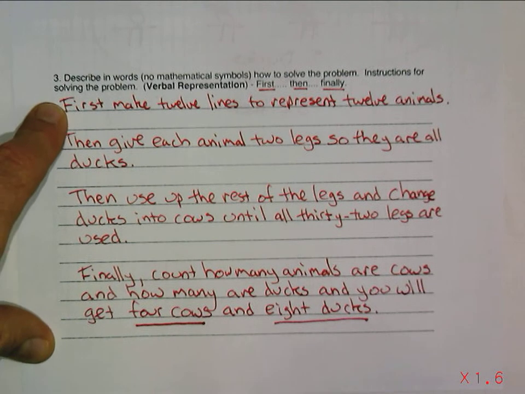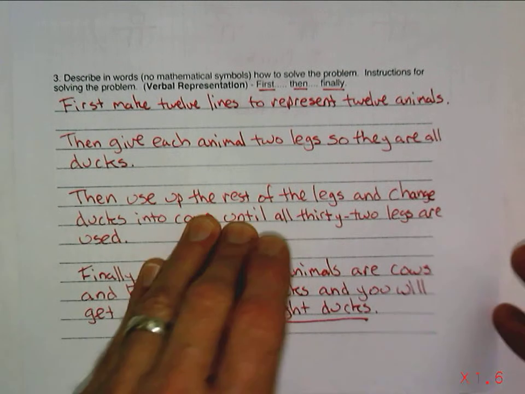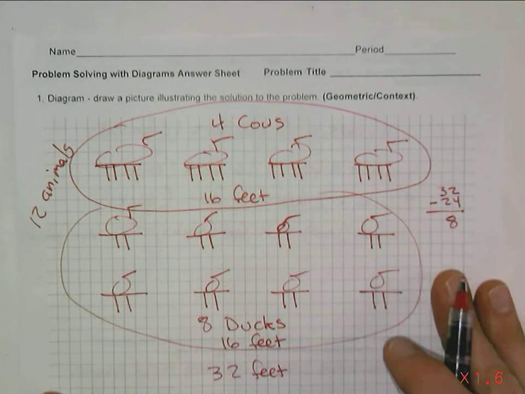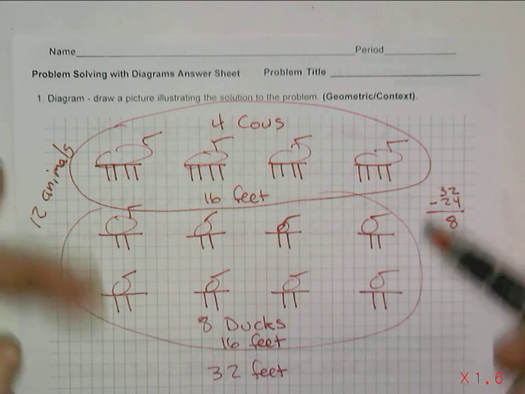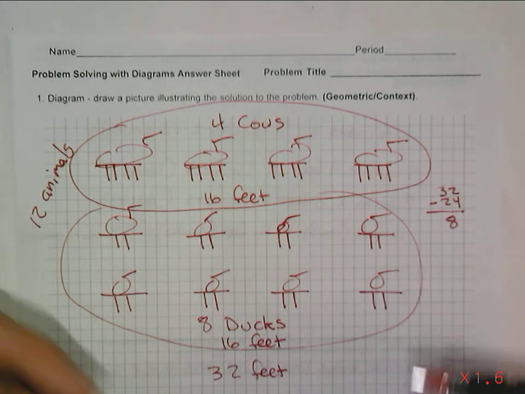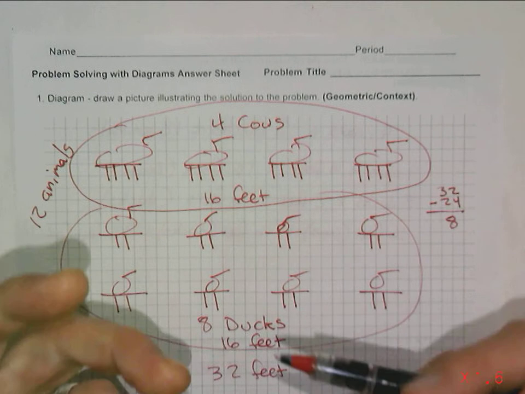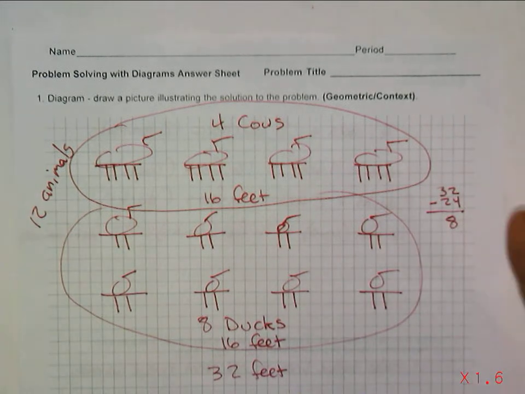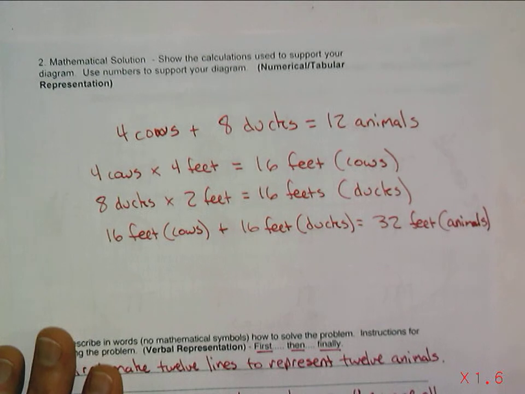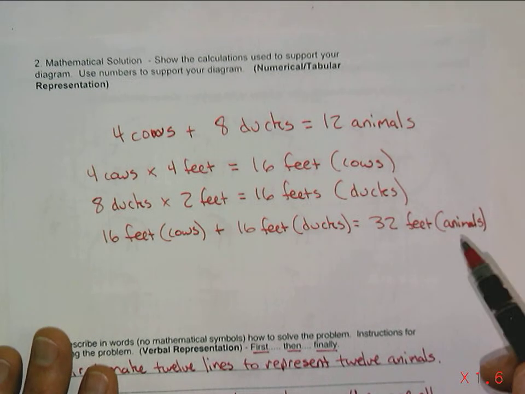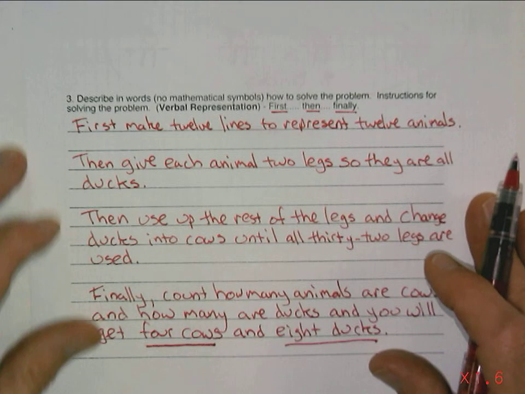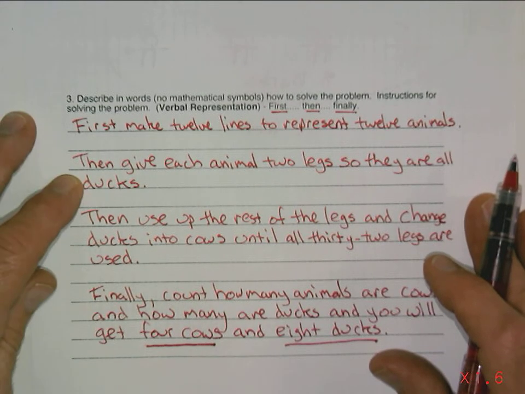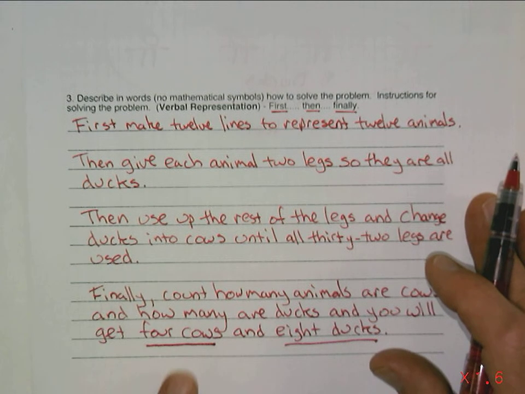Using a diagram to represent the problem, so really the idea is we're going to start with the whole context idea, that we're going to look at the problem in context of cows and ducks and the legs on the cows and the legs on the ducks. Instead of trying to solve this mathematically, we're going to use the diagram as the basis for a solution, then go to the mathematics piece of it to support what we did in a diagram, and then go back and make sure we explain actually step by step what we did first, then, and finally to get to our solution.